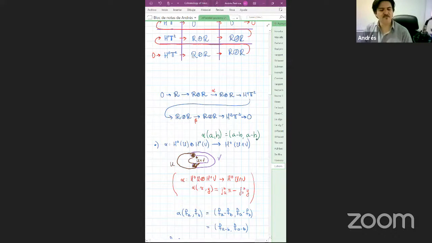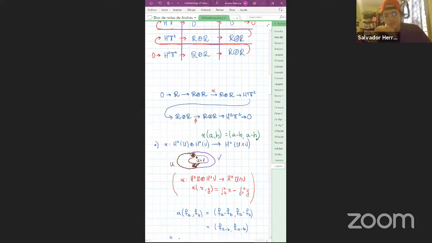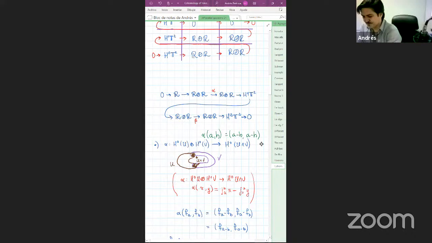That's the formula that we found for alpha. So now we have a linear map. What is the dimension of the image? 1. 1, right? So now you know the dimension of the image of alpha. Nice.